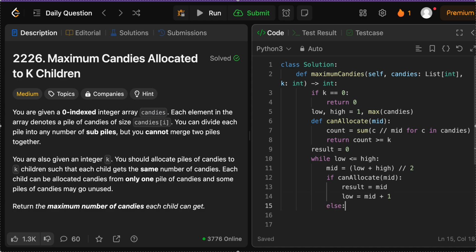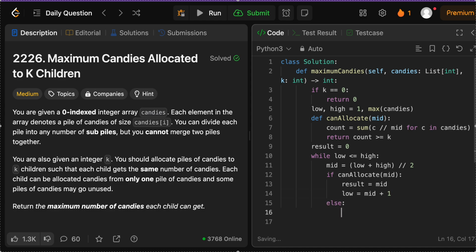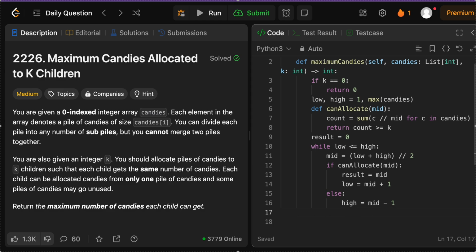However, if it's not feasible, we have too high of a value, and so we want to reduce the search space and look for smaller mid-value potential allocations to distribute equally for all k children. So if this is not the case, we'll update high to be mid minus 1 for smaller values as the search range. And effectively, once this while loop is done, once low is no longer less than or equal to high, we've explored all those different possible variations based on our mid values. We want to return the result because the result would hold the maximum number of candies that can be fairly distributed equally to all k children.